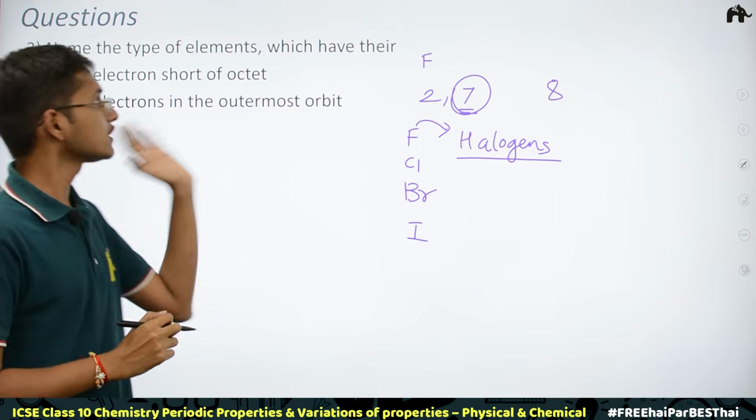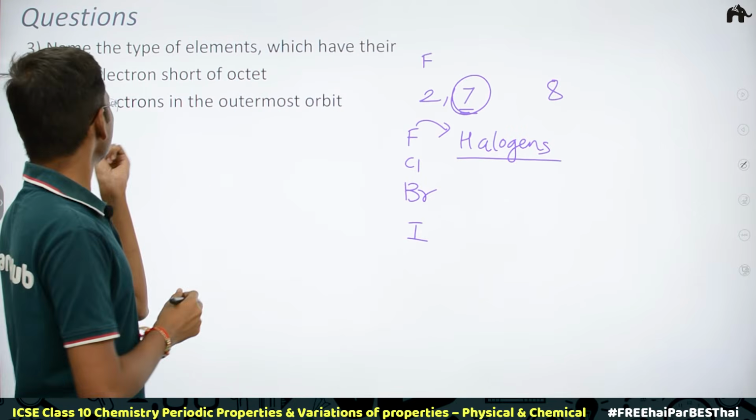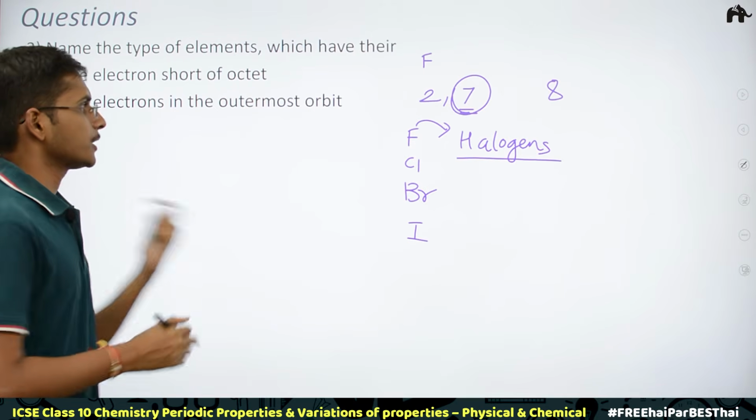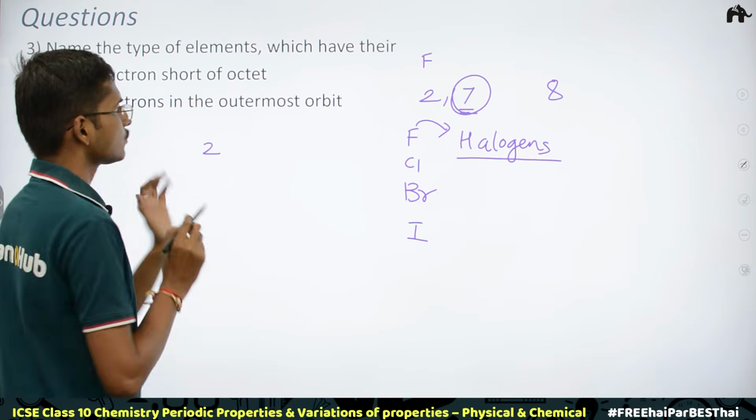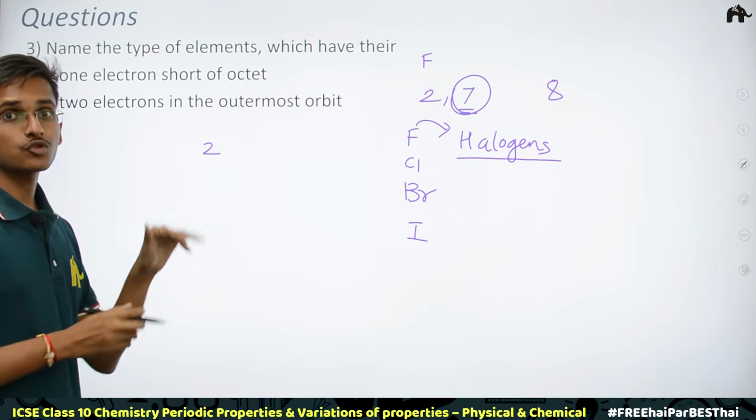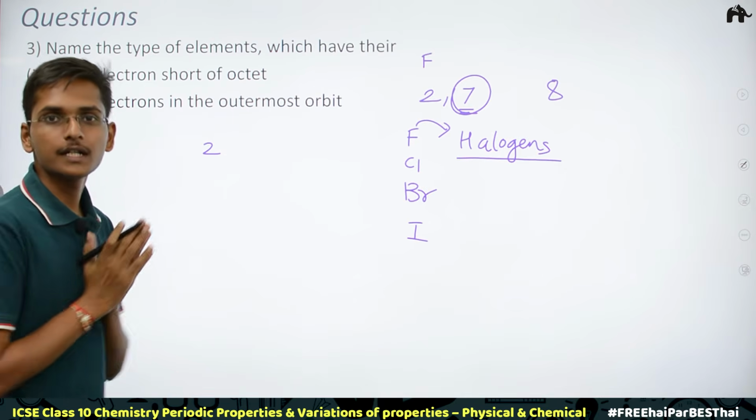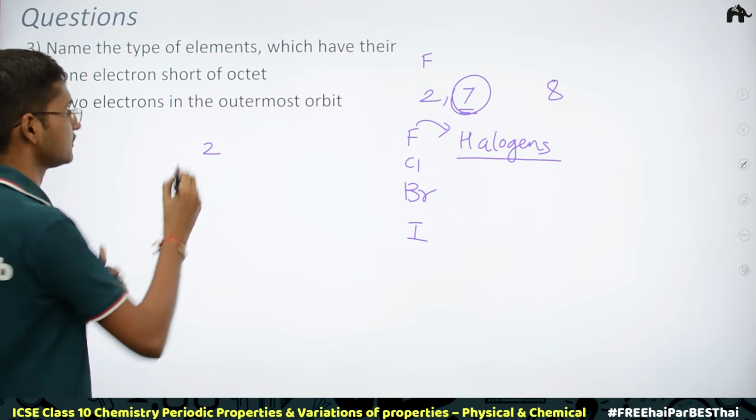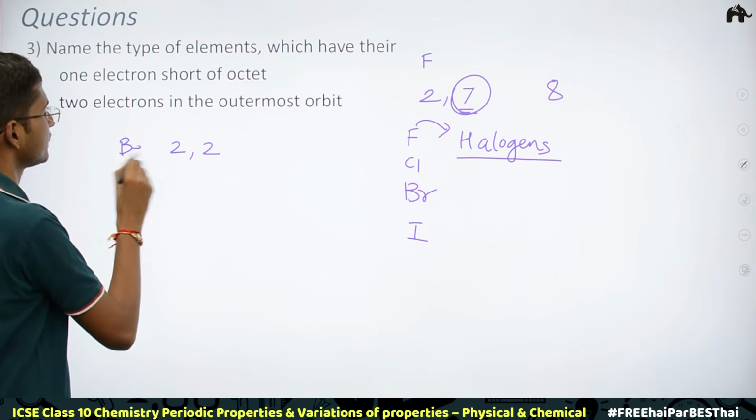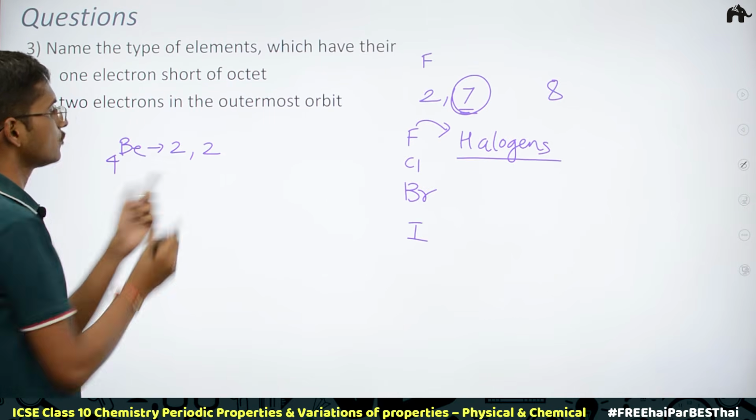So in this way you have to solve such questions. Now next is 2 electrons in the outermost orbit. Now you try to solve it, okay. See, 2 electrons in the outermost orbit. Try to find which element has 2 electrons in the outermost orbit till atomic number 10. Yes, you're right, beryllium, 2,2, right? Electronic configuration, beryllium, atomic number 4, 2,2.